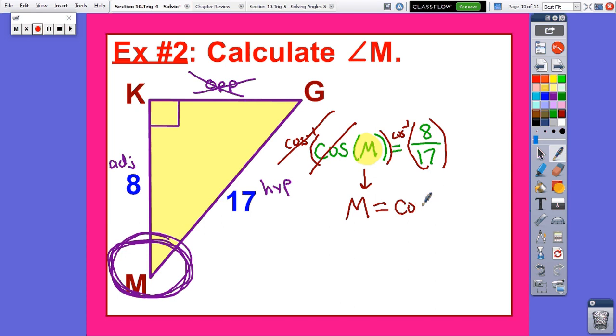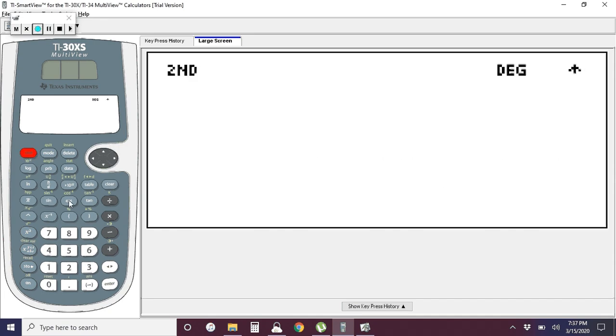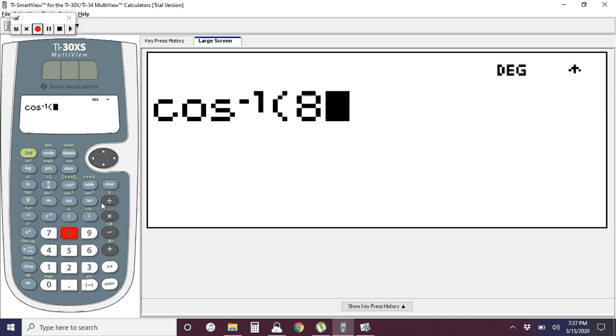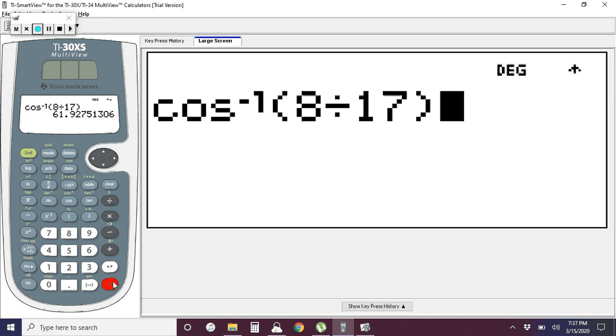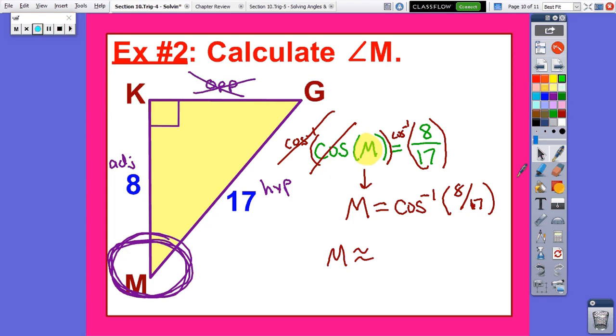And then we need to type into our calculator the inverse cosine of 8 divided by 17. And so m will be approximately, and then let's go back to our calculator. Let's clear this out. So inverse cosine, remember you got to press second first and then cosine. And then 8 divided by 17. We'll end our parenthesis here. So 61.9, that 0.9 is going to bump up our 1 to a 2, so 62 degrees approximately. And there's example 2.